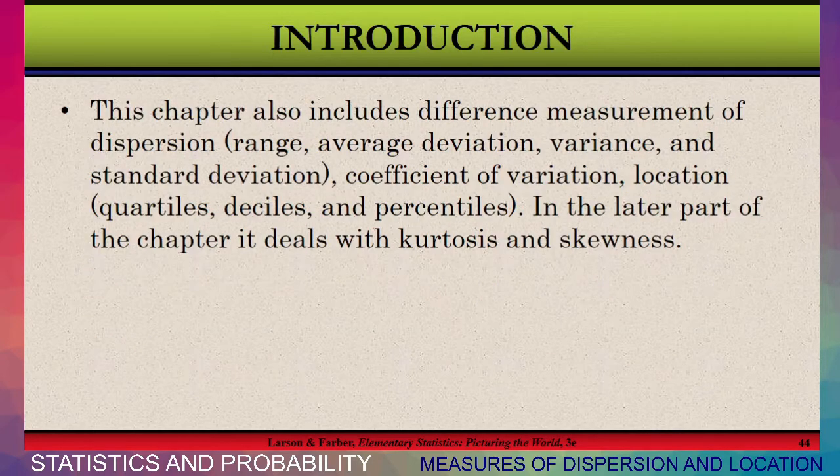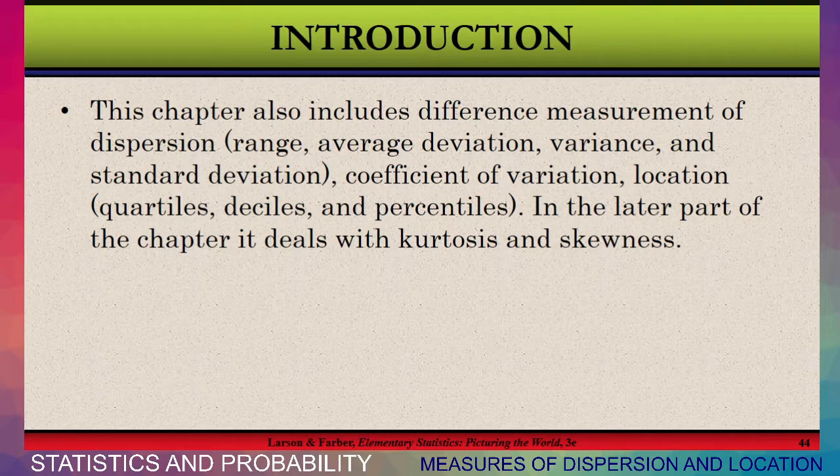Okay. So this chapter also includes different measurement of dispersion. So under ng measures of dispersion ay si range, average deviation, variance, and standard deviation. Then the other one is coefficient of variation, then the measure of location. So si quartile, deciles, and percentiles. So in the later part of the chapter, it deals with kurtosis and skewness. So ayan, magkakadugtong yung mga yan. Si kurtosis at si skewness. So yun yung mga i-discuss natin for this chapter.